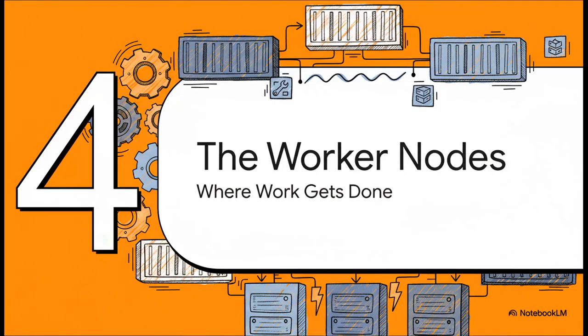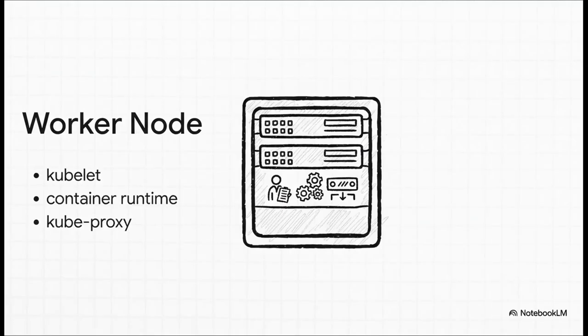So we've met the brains. Now let's go check out the brawn. The worker nodes are where your applications actually live and breathe. This is where the real work gets done. So what turns a regular old server into a worker node? Well, it's really 3 essential pieces of software that run on each and every one of them, allowing them to take orders from the control plane. These are the kubelet, a container runtime, and the kube proxy.